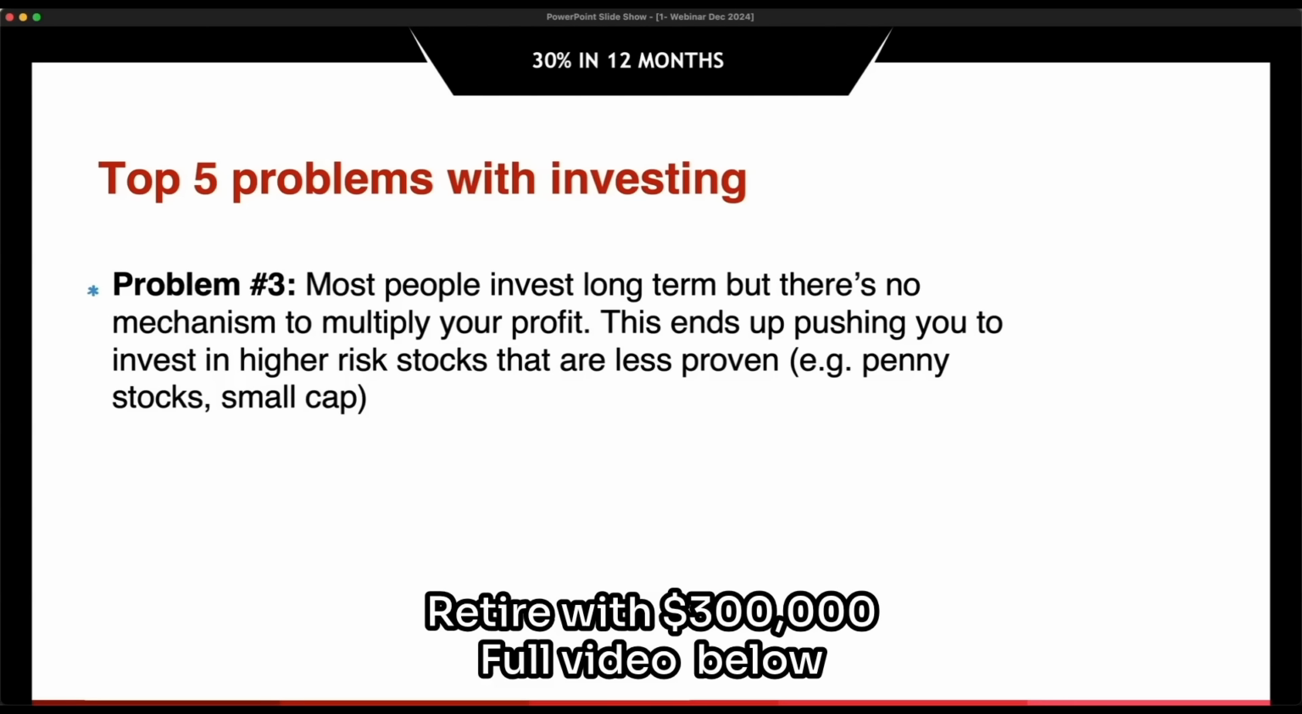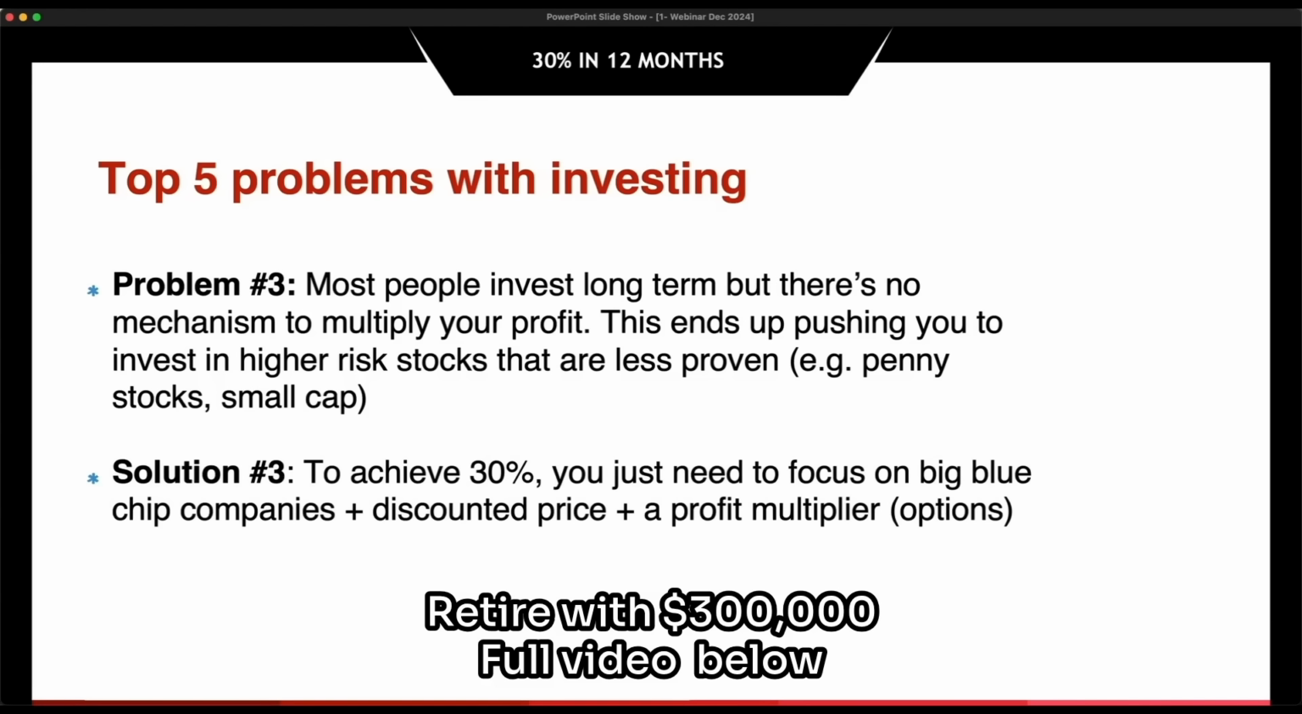Problem number 3, most people invest long-term, but there's no mechanism to multiply your profit. Now, this ends up pushing you to invest in higher risk stocks that are less proven. For example, penny stocks, small caps. Previously, people invested in electric vehicle stocks, and a lot of them tanked. So to achieve 30%, you just need to focus on big blue chip companies, plus a discounted price, like I showed you earlier, and a profit multiplier, which is using options.